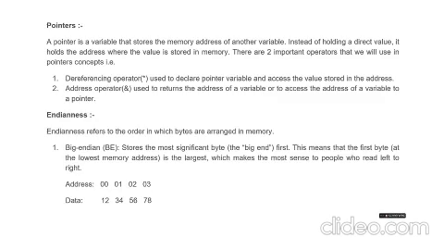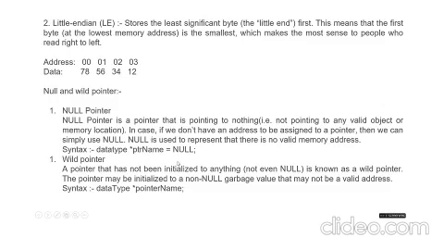Endianness. Endianness refers to the order in which bytes are arranged in memory. There are two types, big endian and little endian. Big endian stores the MSB first, which makes sense to people who read left to right. This is the way of arranging. Little endian stores the LSB first, which makes sense to people who read right to left. This is the way of arranging.